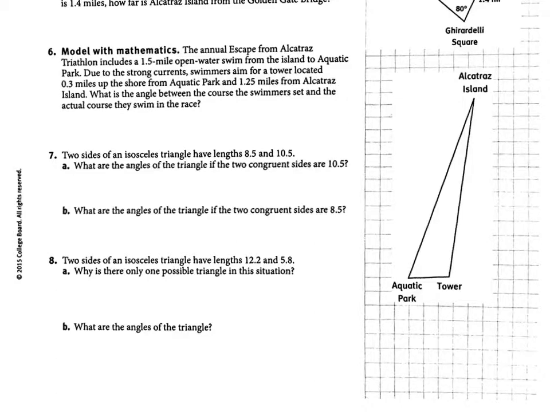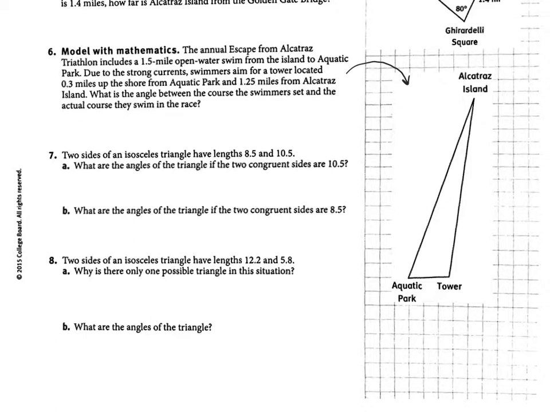So number 6 says, the annual Escape from Alcatraz Triathlon includes a 1.5 mile open water swim from the island to Aquatic Park. Due to the strong current, swimmers aim for a tower located 0.3 miles upshore from the Aquatic Park and 1.25 miles from Alcatraz Island. What is the angle between the course the swimmers set and the actual course that they swim?